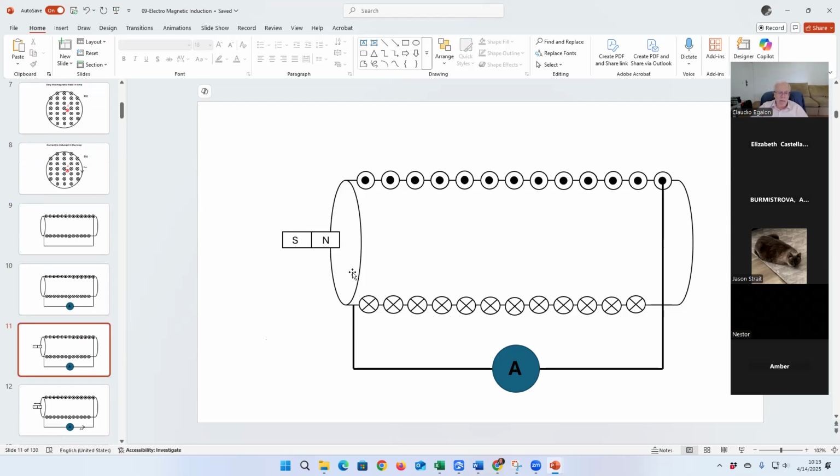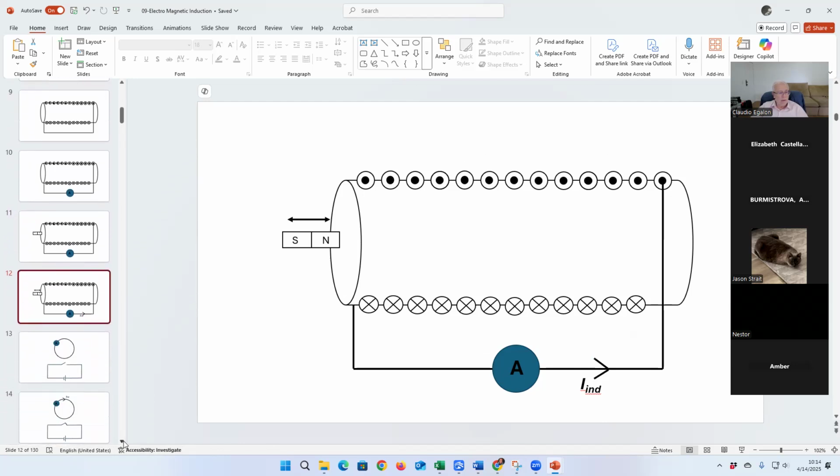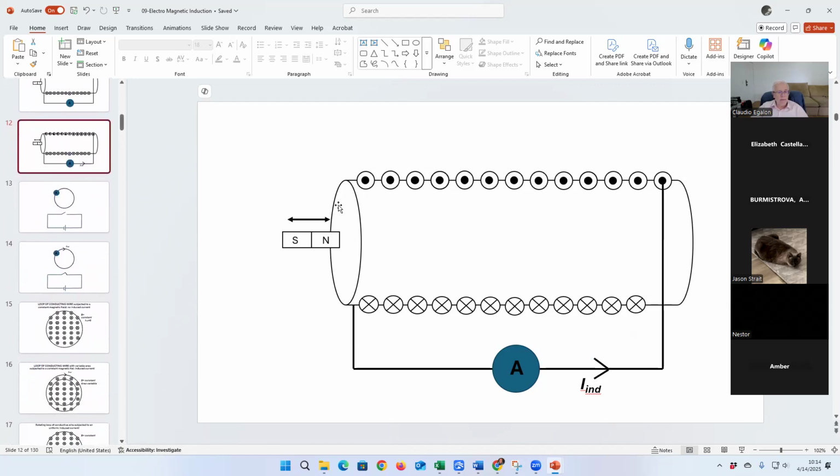While the magnetic bar is at rest, no current flows through the circuit. But if I move it back and forth, the current is going to move back and forth as well. Here you go, induced current. That's the first way, right? By moving a magnetic bar.